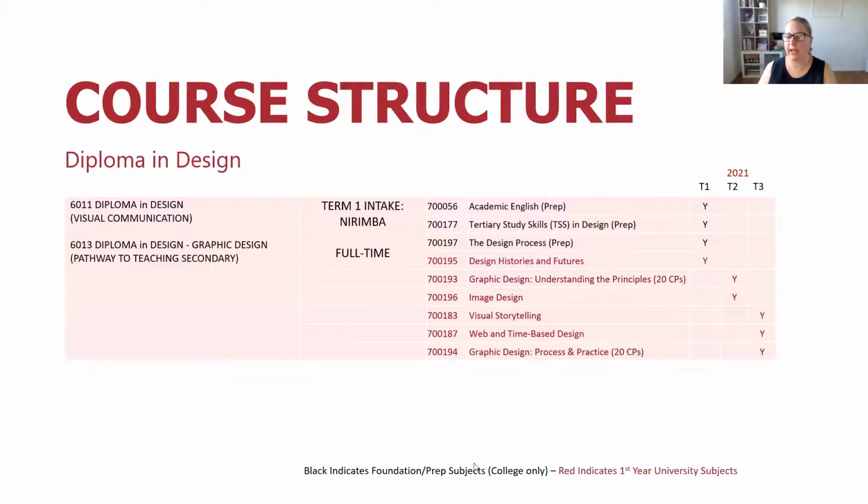You'll also notice, and you can see it down there at the bottom, that the ones that don't have prep and that are red are actually the university subjects. So the university subjects that we teach are the same as what is being taught over at the uni, getting you those same skills. You'll also notice that these ones, like graphic design, understanding the principles, and graphic design process and practice, are really big double subjects. So they're worth the same amount as 2 subjects. You'll also see that initially you will be doing 4 subjects, then you go down to 2, and then you end with 3.